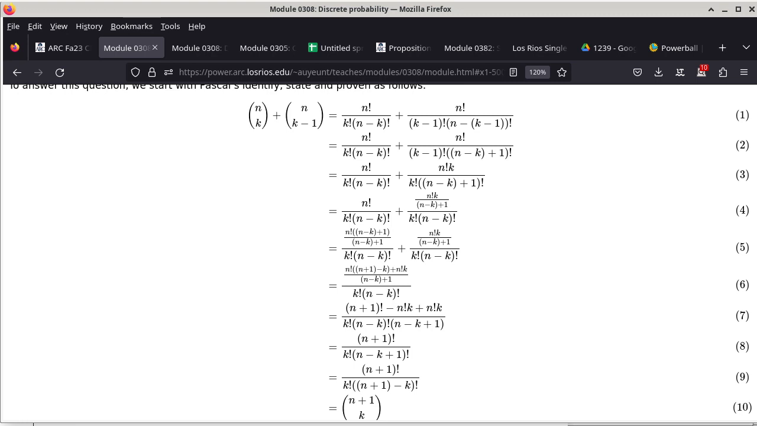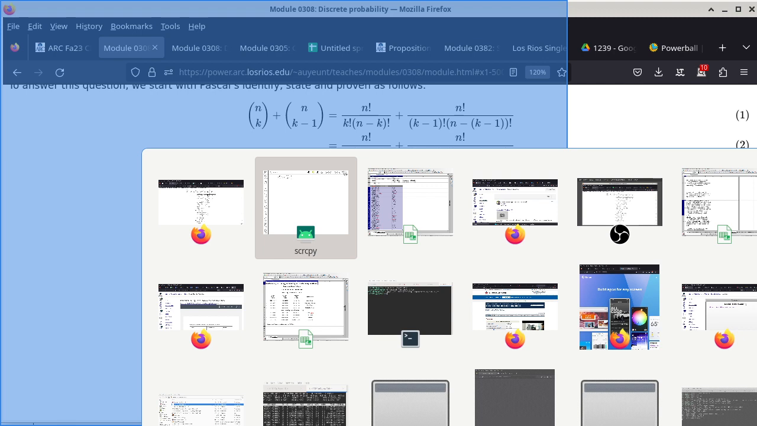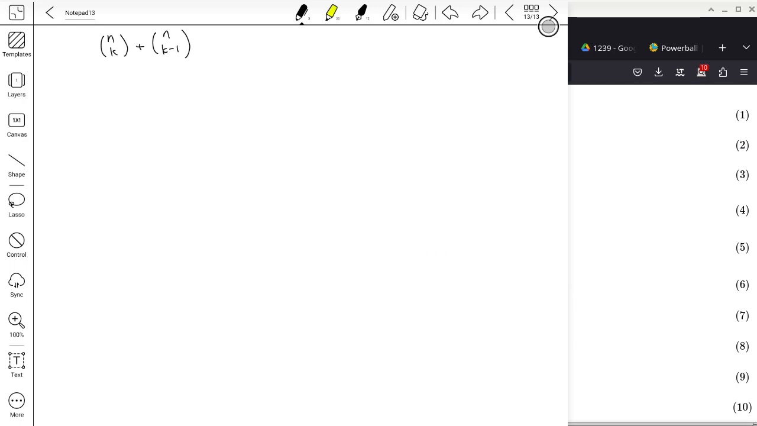I'm copying this onto my tablet first, and then we'll continue the discussion on the tablet itself. So I'm ready to switch now, and there we go. All right. So we are saying that n is 0, k is 1. Well, probably not a good idea, because n should be greater than or equal to k. So we'll make n equal to 1.